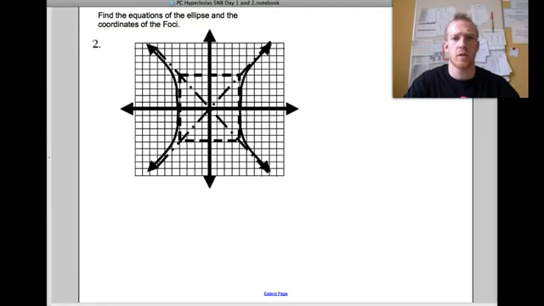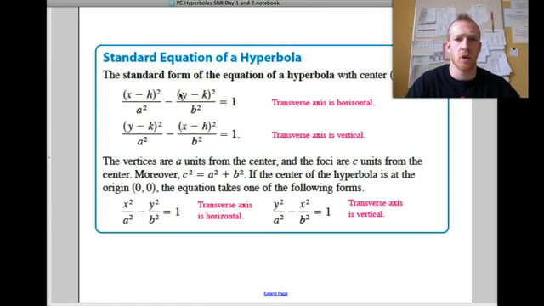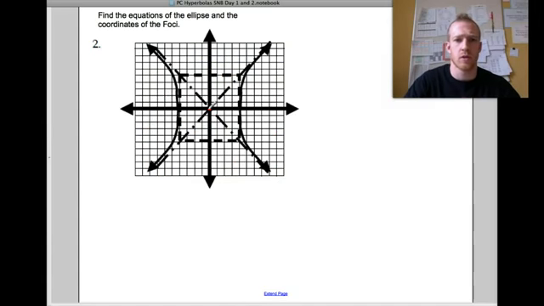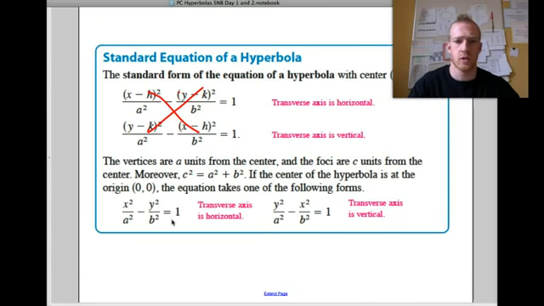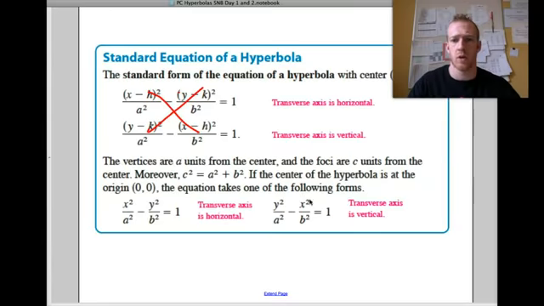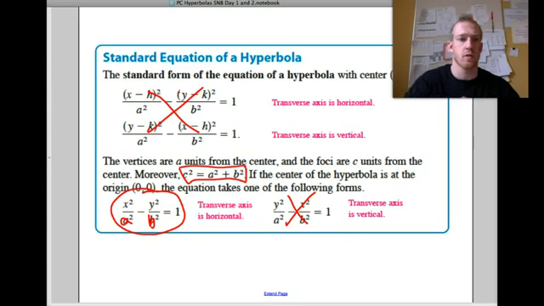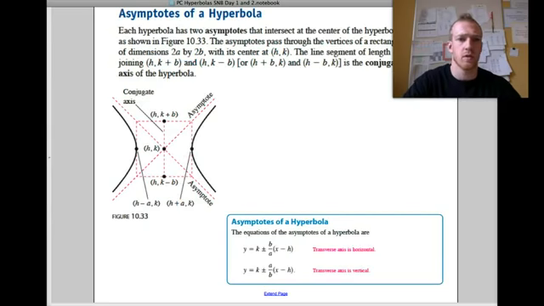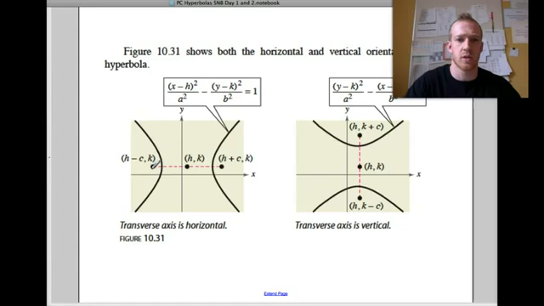So for an equation, we're not using these equations because it's centered at the origin. Our center is at the origin, so we're going to be using these equations. And also notice that it opens left and right, so that means the x squared term has to be positive. My bad. So we're not using this, we're using this equation, and we need a and b. And then this relationship tells us how to find c, which gives us the coordinates of the foci, which are these here. They're c units away from the center.